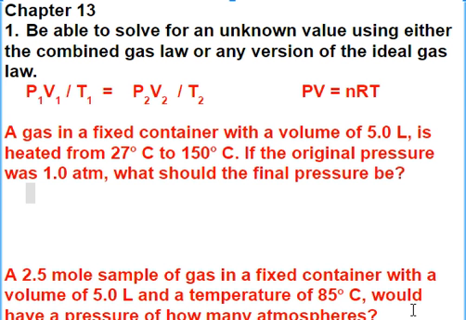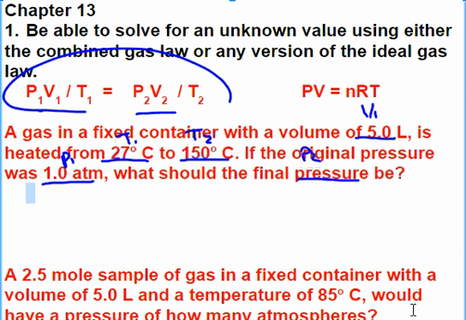But the problem here says a gas in a fixed container with a volume of 5 liters is heated from 27 degrees Celsius to 150. So I've got two temps. If the original pressure was 1 atmosphere, what should the final pressure be? So if you look at this, you've got V1, T1, T2, P1, and they're asking about P2. So that's a pretty good hint that you should use the combined gas law.